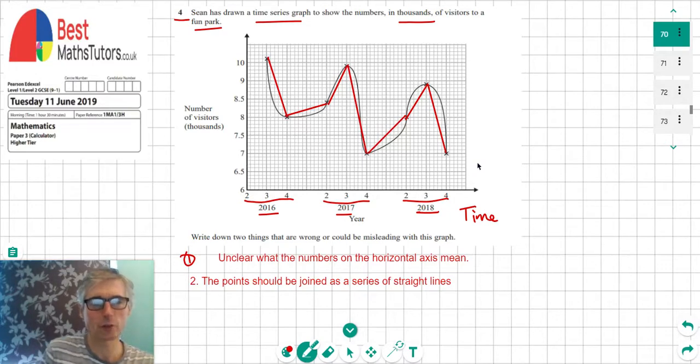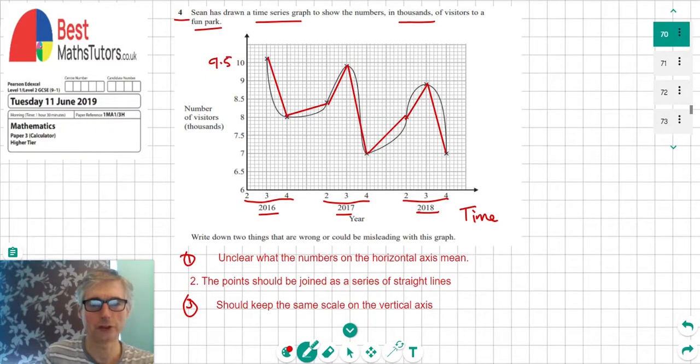And then the third thing, which is not necessarily easy to spot straight away: if we look at this vertical axis, initially it's going up in 0.5, so it goes 6, 6.5, 7, 7.5, and then all of a sudden the scale changes. We've gone from 9 straight up to 10, when actually this point here should be 9.5. So we should have kept the same scale going up. That's our third point: we should keep the same scale on the vertical axis.